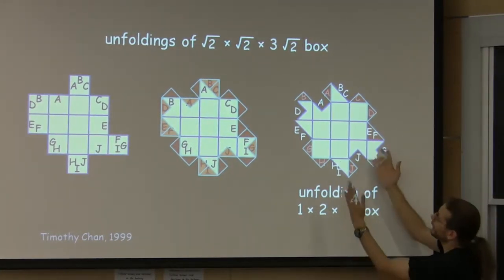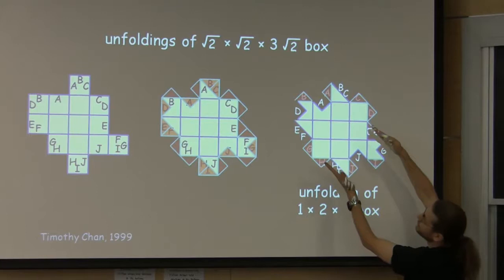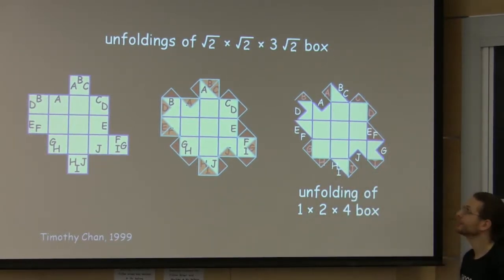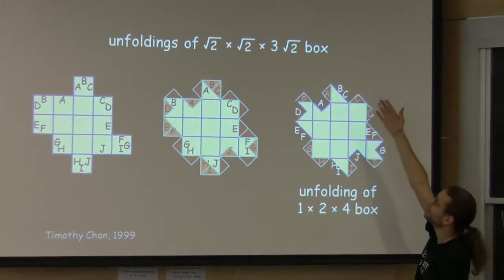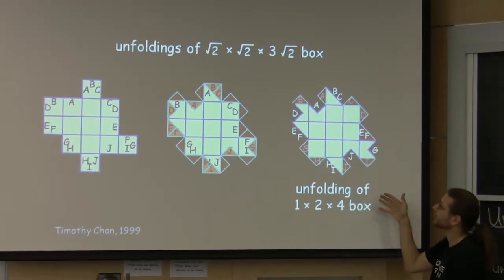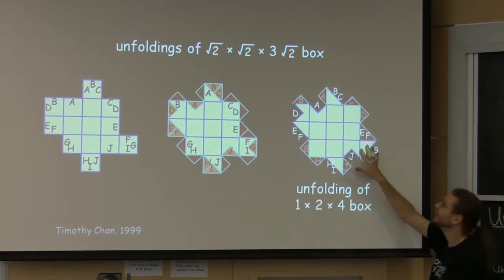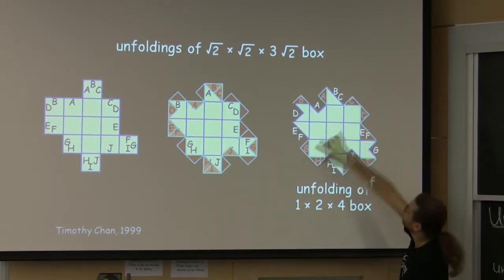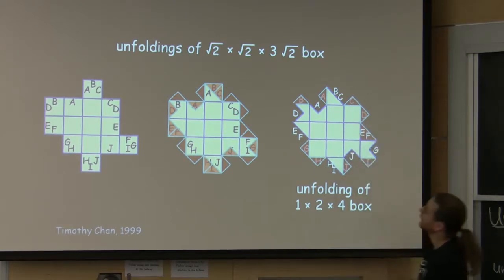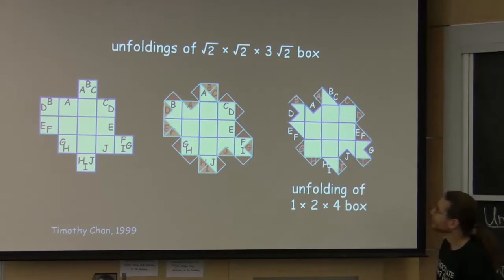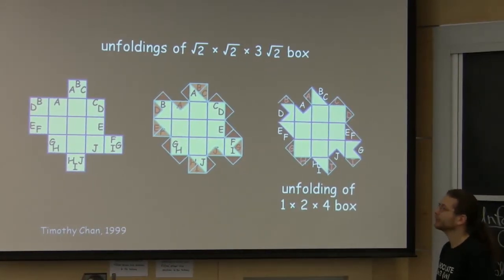And if I do it right, when I rotate 45 degrees, I get a different orthogonal unfolding of some other box. So here, if I started with a root 2 by root 2 by 3 root 2 box, I get a 1 by 2 by 4 box. So this is a common unfolding of both. I guess here is like the center core of the 1 by 2 by 4, and you wrap around again. Or, yeah, this is probably the center core. So that's pretty cool. This is an idea by Timothy Chan.